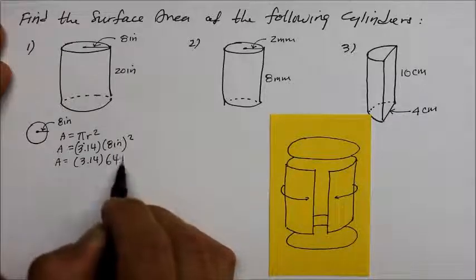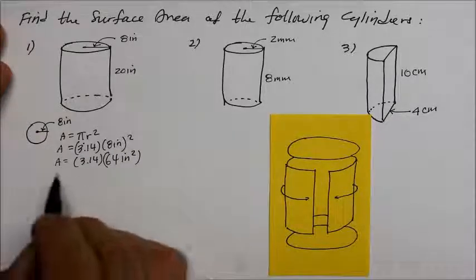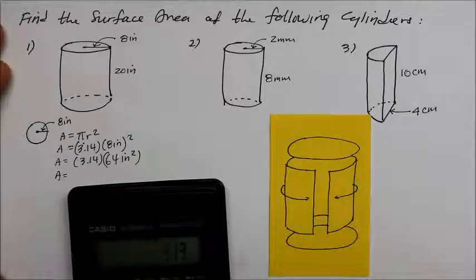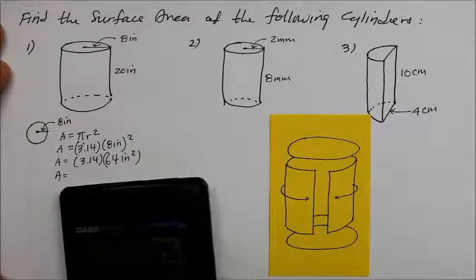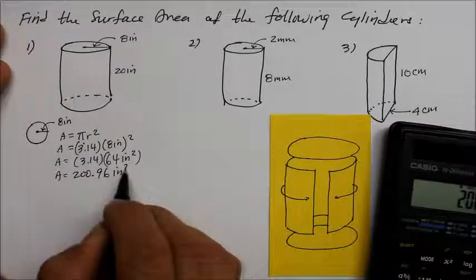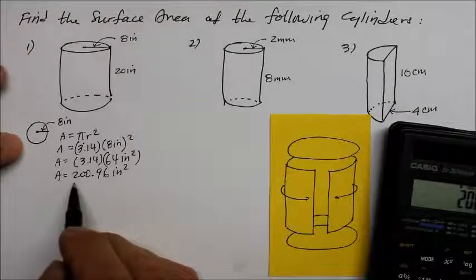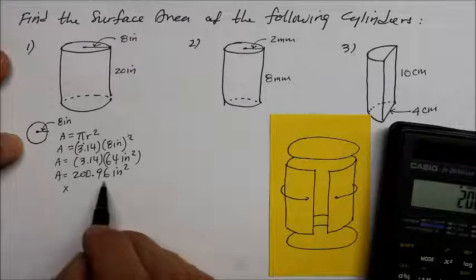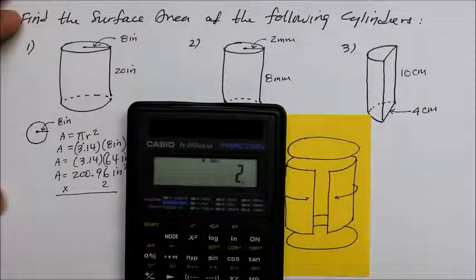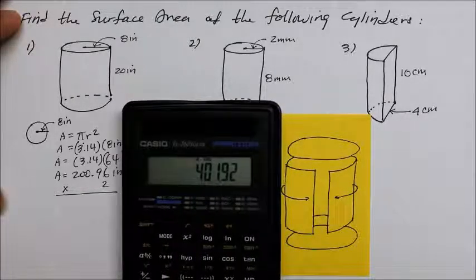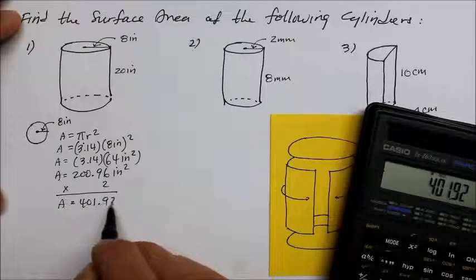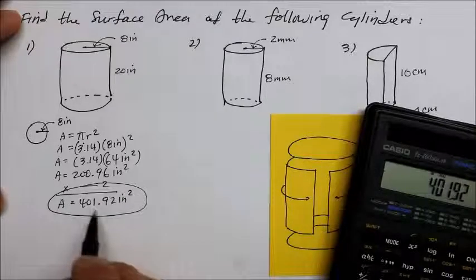Inch times inch is inch squared. So now we're going to go 3.14 times 64. That gives us 200.96 inch squared. However, that's just one circle. So if you multiply that by 2, because there's top and the bottom, there's 2 circles there. So that becomes a total area for 2 circles of 401.92 inch squared.